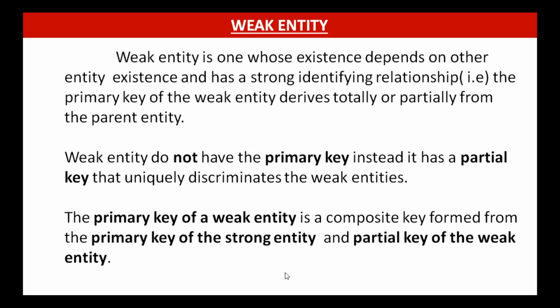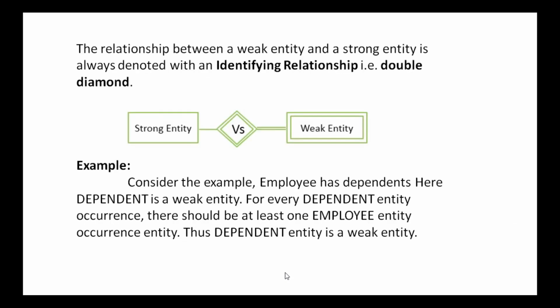So, in order to identify each and every record uniquely, it has an identifying relationship with the strong entity to which it is related. Don't confuse yourselves, students. Just see this. You can understand very clearly when you go through this example. The relationship between the weak entity and the strong entity is always denoted with an identifying relationship.